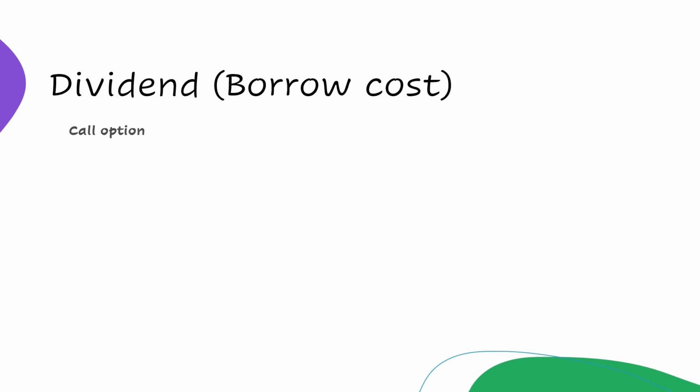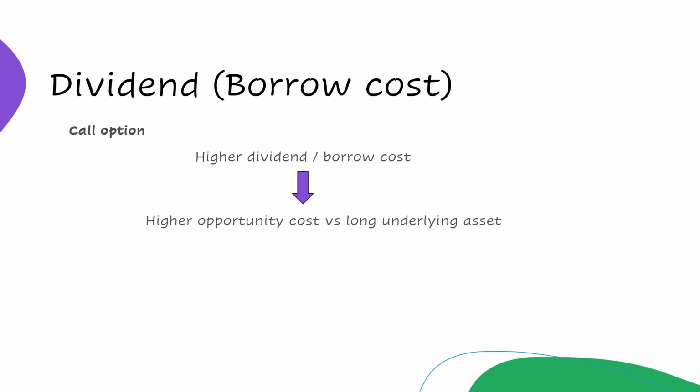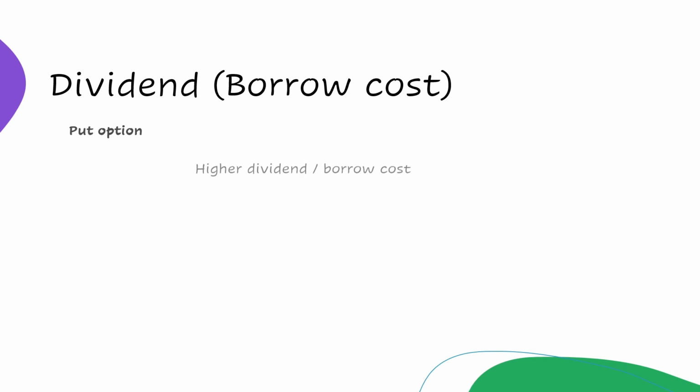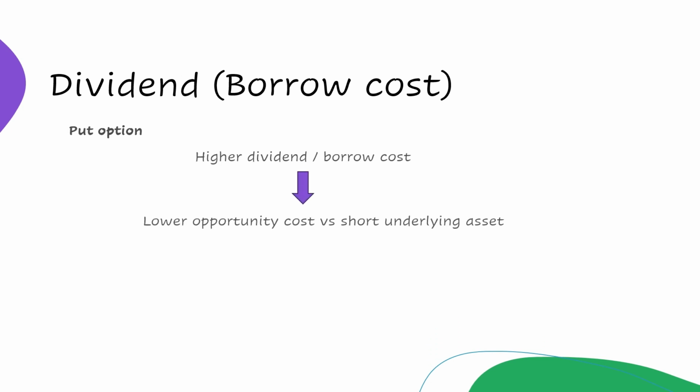For dividend, the impact on option price is the opposite of interest rate. For call, higher dividend means higher opportunity cost for call buyer because call buyer doesn't receive dividend but underlying buyer does. Thus, the cheaper the call price is. For put, higher dividend means lower opportunity cost for put buyer because put buyer doesn't need to pay out dividend but underlying seller does. Thus, the more expensive the put is.